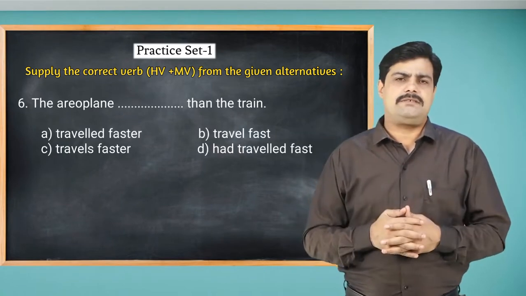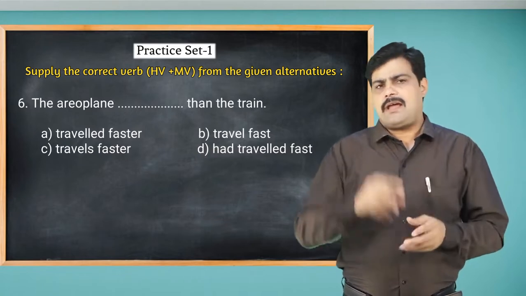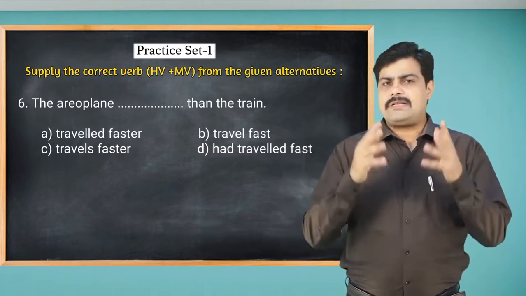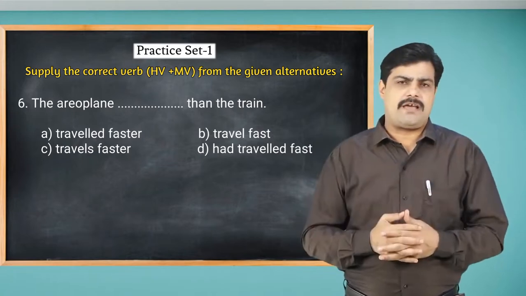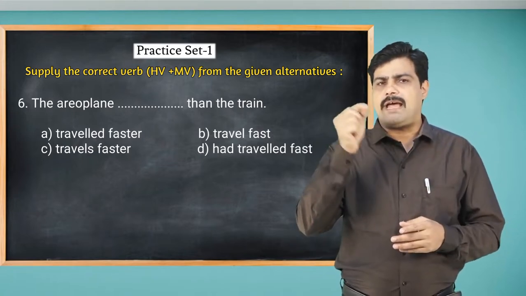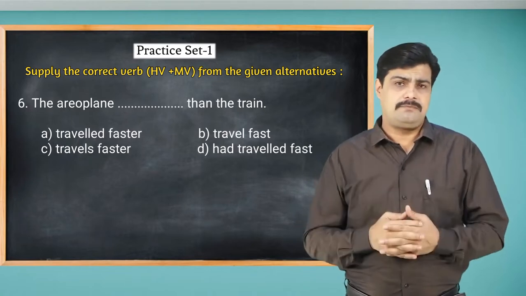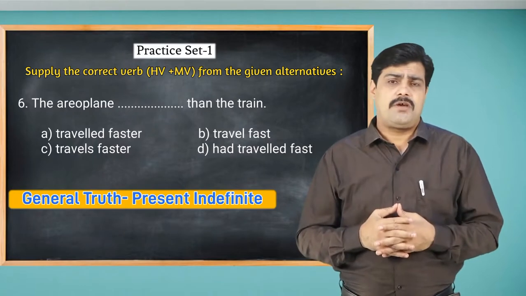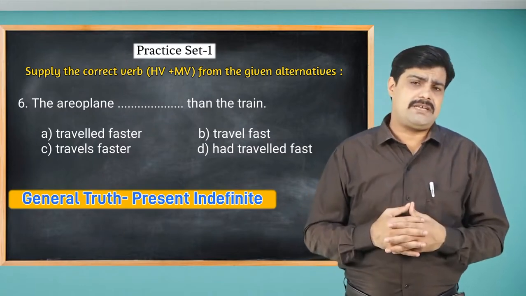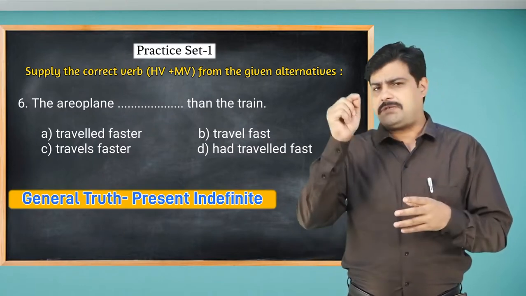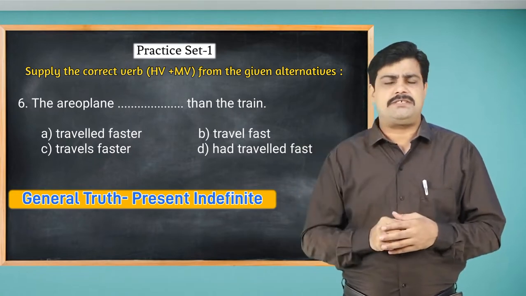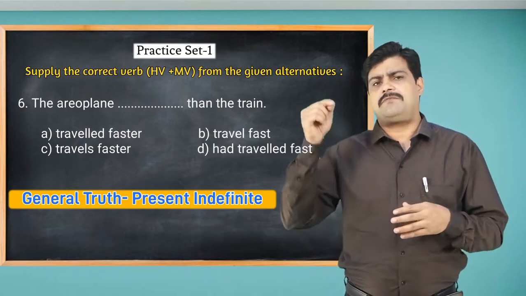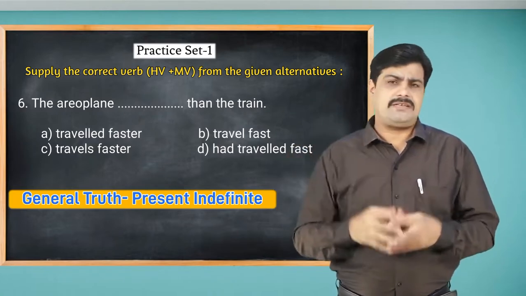Let's take another sentence. The aeroplane dash then the train. Now in this sentence, four options are there and you will opt only that which is suitable. Now this is a general truth, and in general truth we use present indefinite tense. So option C, travels faster, is the right option here. The aeroplane travels faster than the train. It is a general truth.